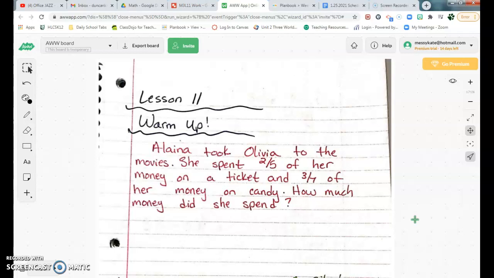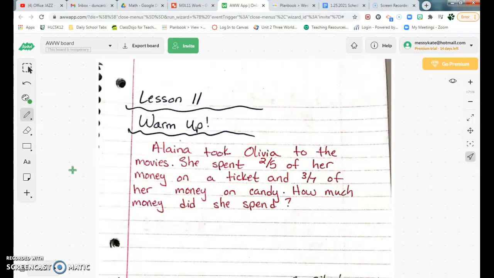Our warm-up, I'm not going to make you write down the story problem, but I do want you to write down Lesson 11 and warm-up. I'm going to read the story problem to you, and then the work that I do down below, I do want you writing down what I'm writing down to solve the problem. The beauty of this is if I go too fast, you can hit pause and get caught up and then hit play when you're ready to go.